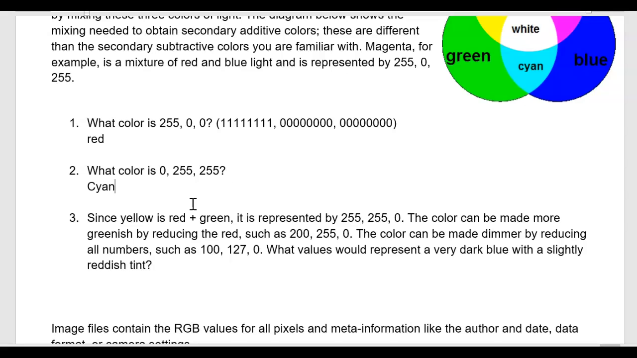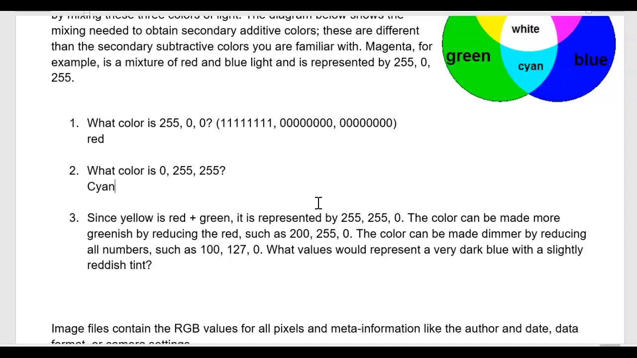Now the color can be made more greenish by reducing the red, such as 200, 255, 0. But the color can also be made dimmer by taking all those numbers and lowering them. So if I did something like 100, 127, 0, then that would be a darker green, or a darker greenish yellow.